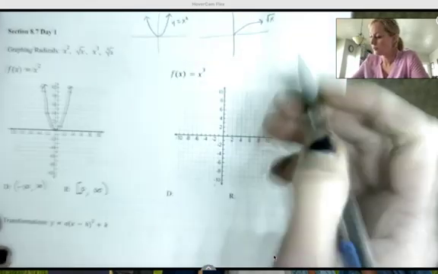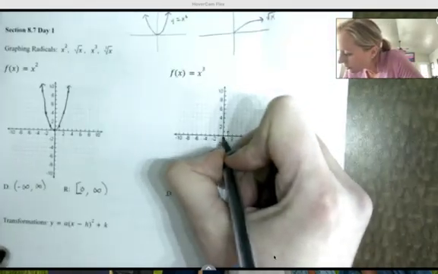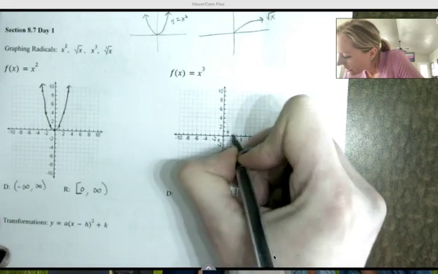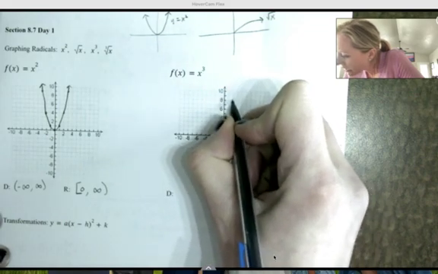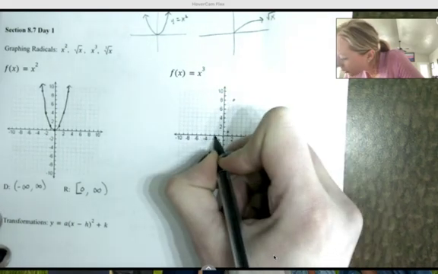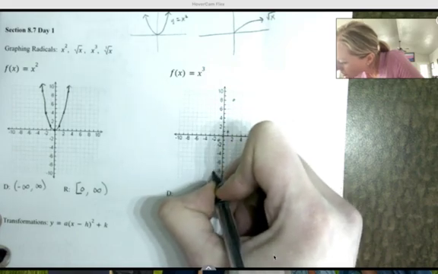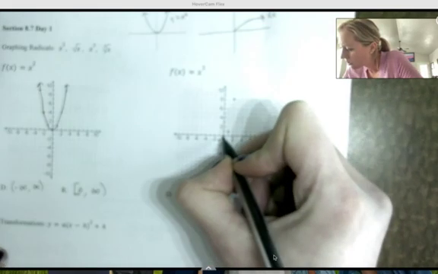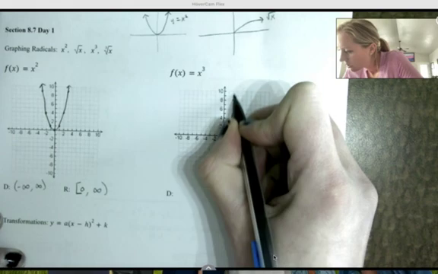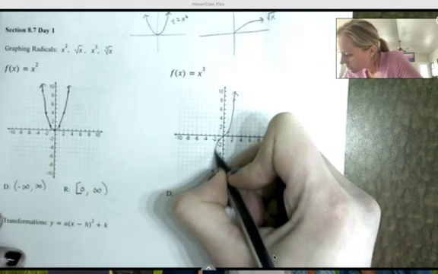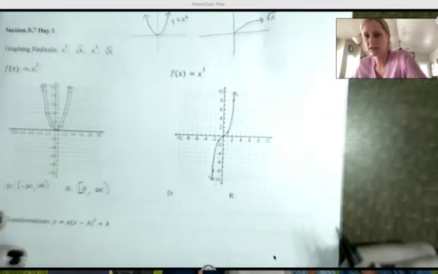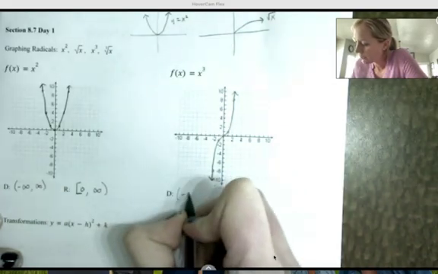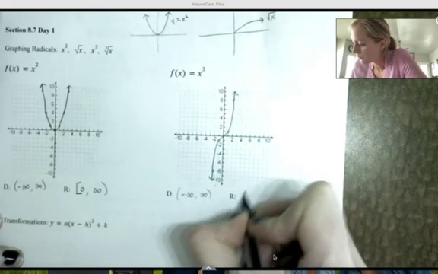X cubed also has the point 0. And then the next one, 2 cubed, is 8. So -2 cubed is -8. So this one looks like this. So this is the parent function for x cubed. Domain and range are both all real numbers.